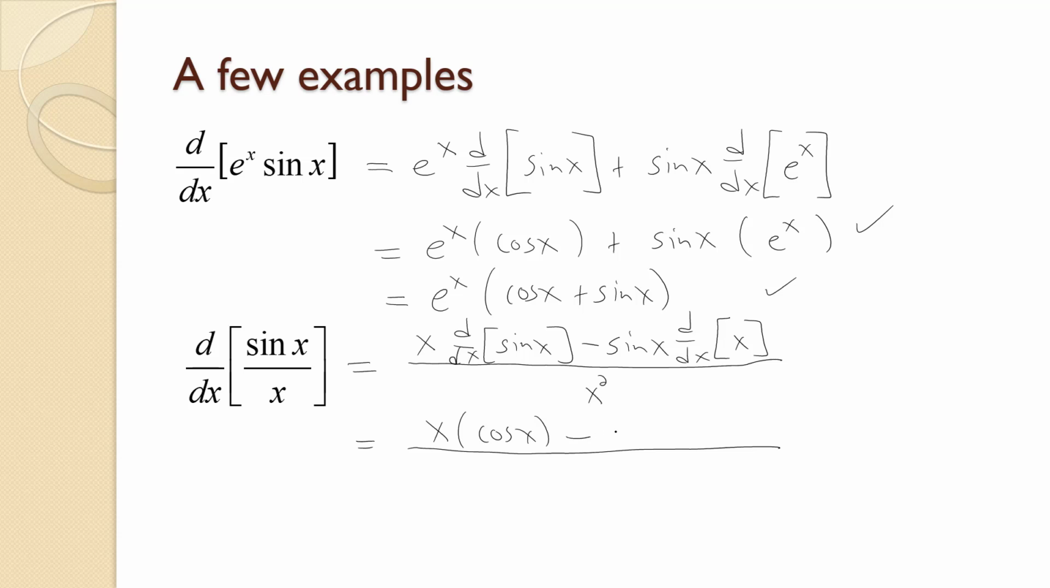You have minus the sine of x, and the derivative of x is just 1. That's all over x squared. Lastly, we'll just simplify that. We put the monomial first, then the trig function. Don't write sine of x times 1. That's silly. Just write sine of x. And that's all over x squared. That's it. That would then be the derivative of the sine of x over x with respect to x.